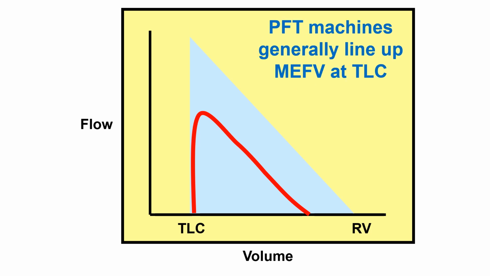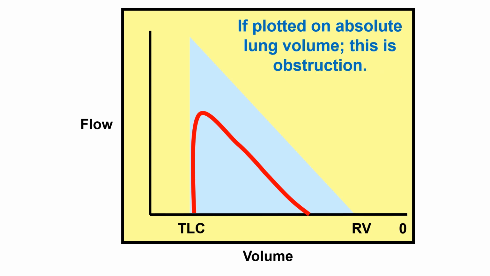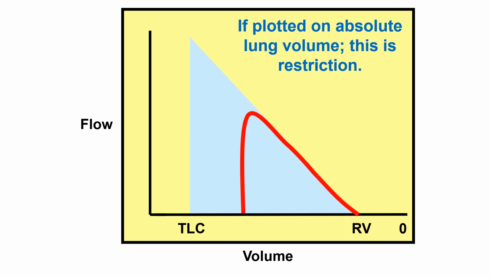Now, as I said, the machine generally lines up the maximum expiratory flow volume curve at the total lung capacity. So, can we tell if this is obstruction or restriction? If plotted on an absolute lung volume, so we now have 0 to residual volume to TLC, this is obstruction because the flow rates are decreased compared to the predicted value, and the total lung capacity is normal. But if this one is plotted on an absolute lung volume, this is restriction. Here you can see that the flow rates for the lung volumes at which they're measured are normal. Admittedly, the volumes are decreased, but at the volumes at which the flows are measured, they are normal.